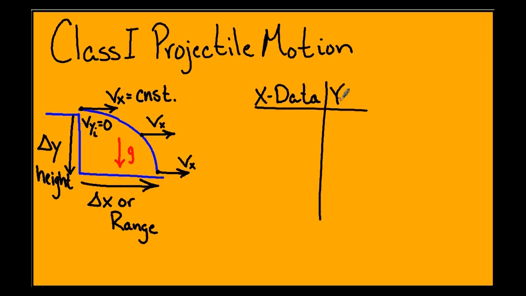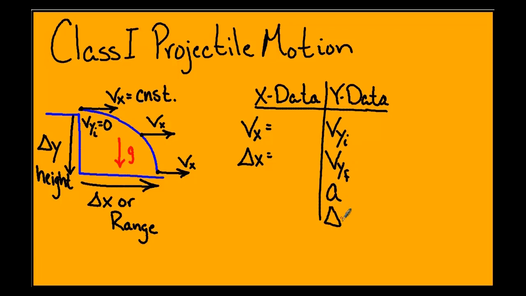Since I can separate my y motion from my x motion, my data table will resemble that. V sub x will be located in the x data column along with delta x, the range. V sub y initial, V sub y final, the acceleration, and delta y are all going to be placed into the y column. Yet notice that time resides here underneath both. It's going to take the projectile the same amount of time to make it to the ground. Characteristic Class 1 problem, Vy initial equals 0.